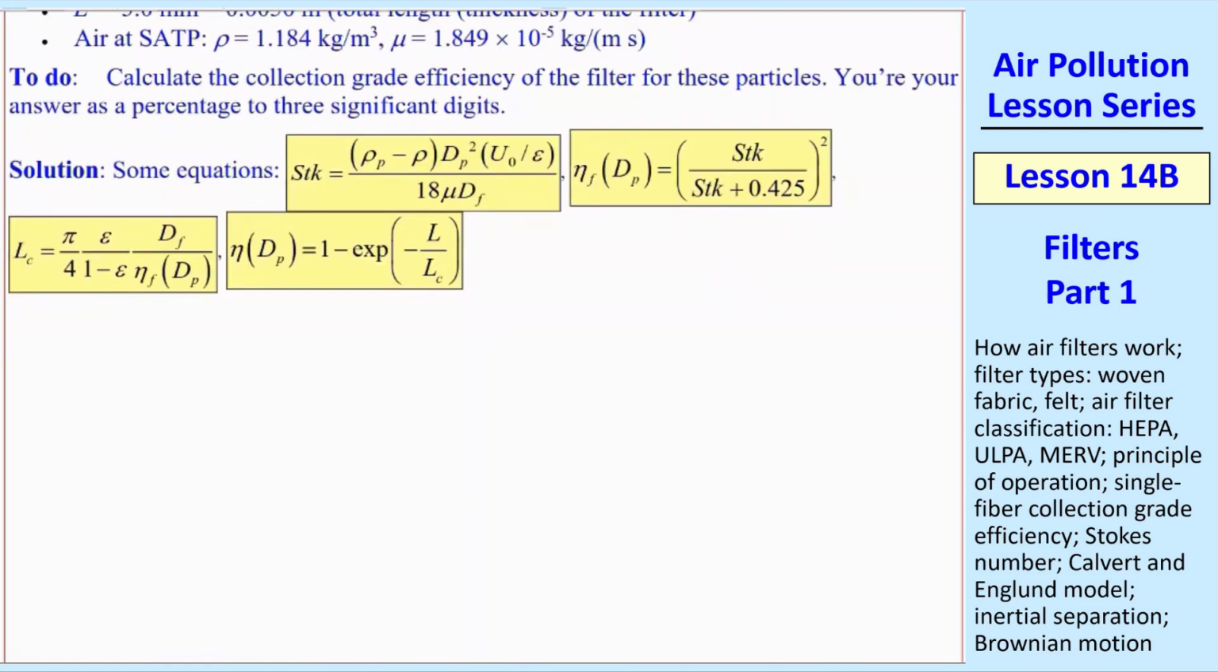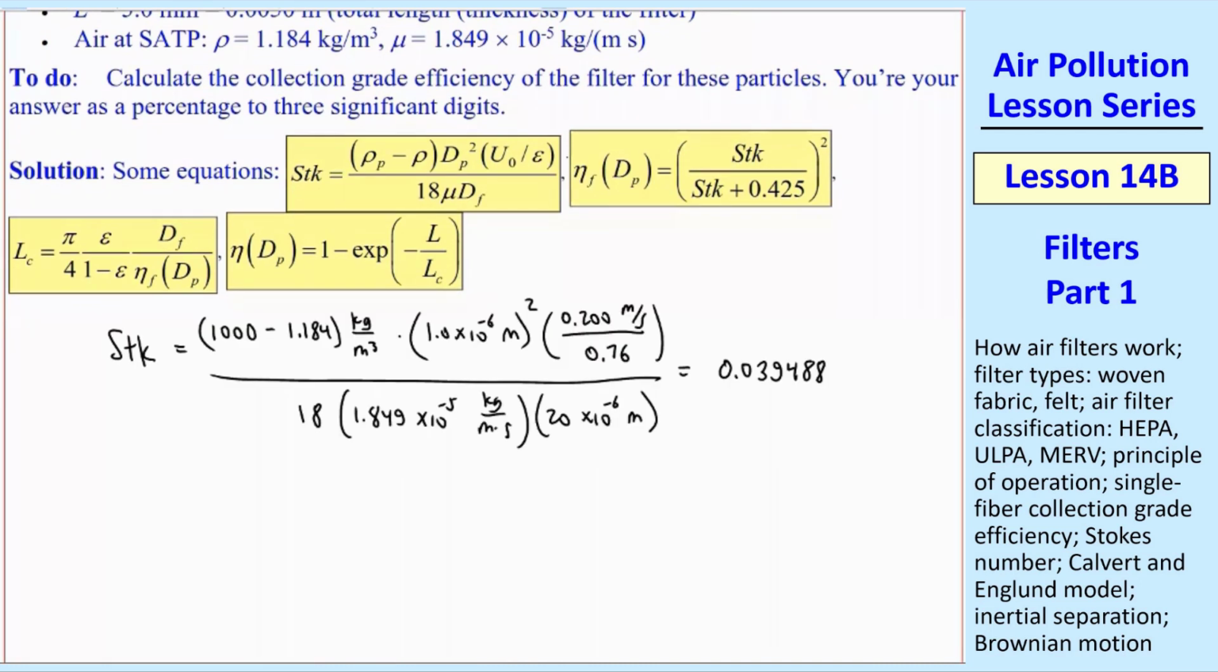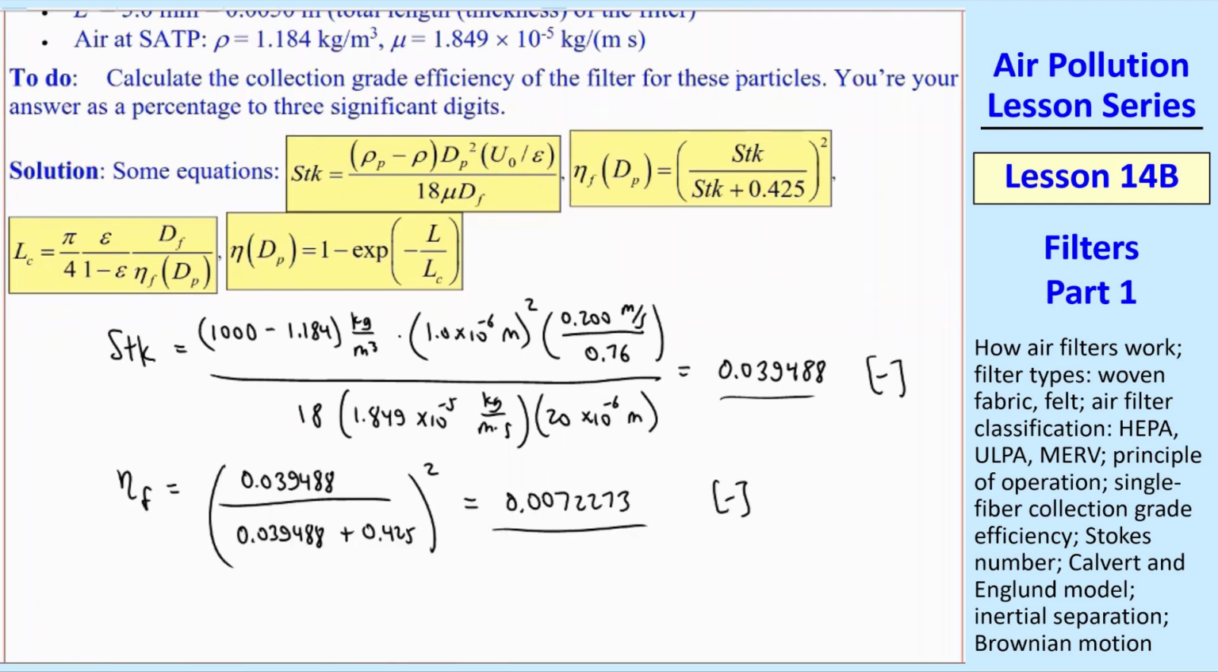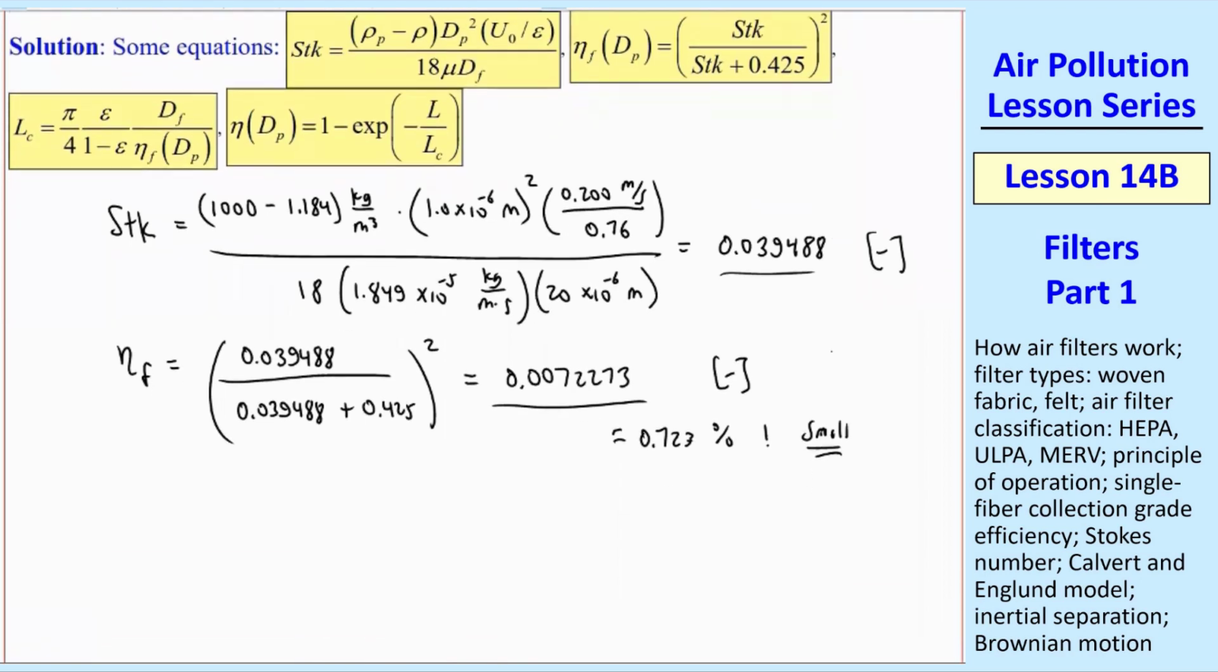The first thing I would do is start with the Stokes number. So I put in all the numbers and I get a dimensionless number, and then I calculate eta F and I get about 0.723%. So that's very tiny. One fiber doesn't do a whole lot. That's why you have to have a thick filter. The thicker the filter, the better, because you get more of these fibers that particles have a chance to hit.